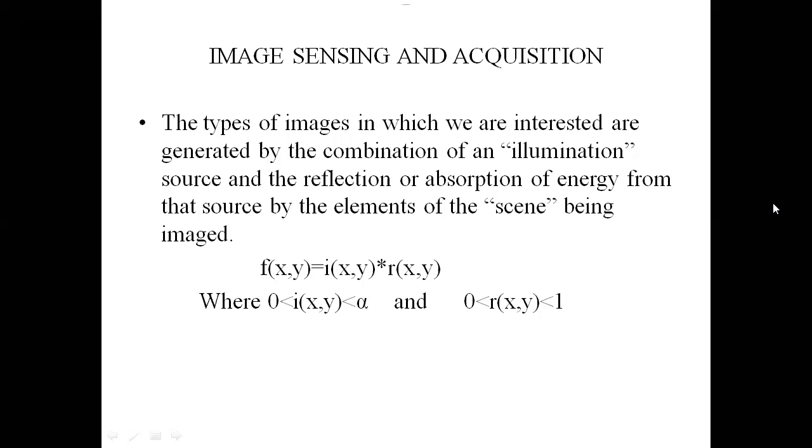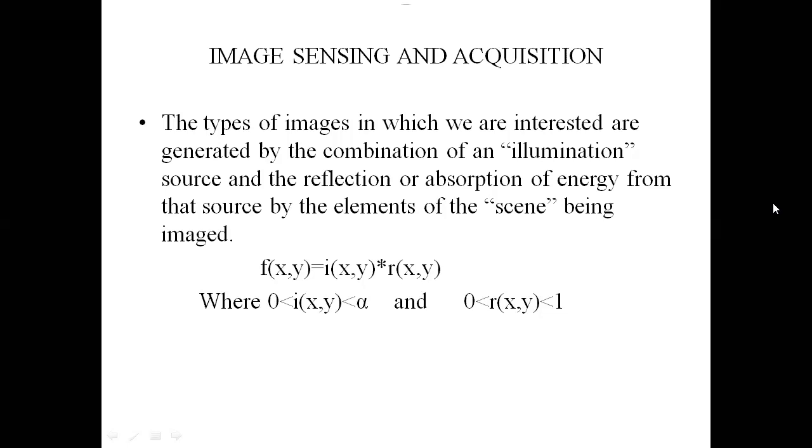The next quantity is luminance. Luminance is a measure of the amount of energy an observer perceives from a light source. That means how much is perceived by the observer from the light source. The next quantity is brightness. Brightness is a subjective descriptor of light perception, and it is practically impossible to measure.